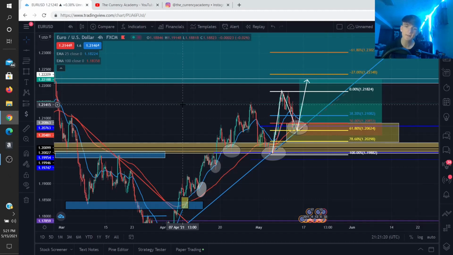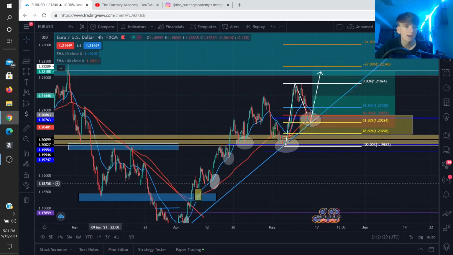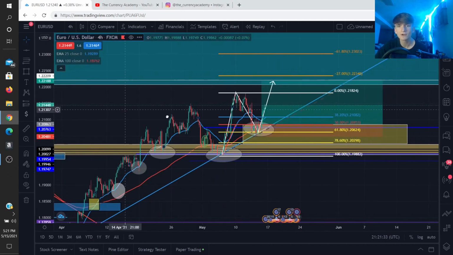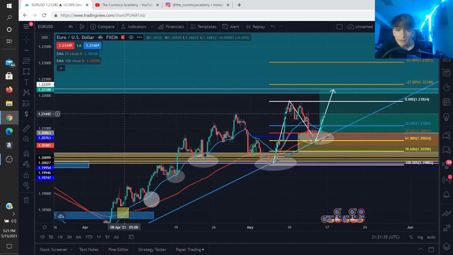So for today, I am going to be going over the trade that I am looking at for the upcoming week. EURUSD this week is looking pretty bullish to me. Today is Saturday, so the market is closed. We are waiting for tomorrow, but we are looking at what we already have.